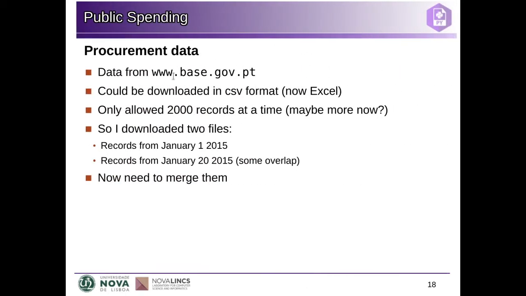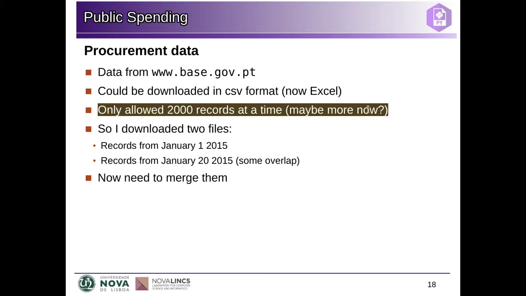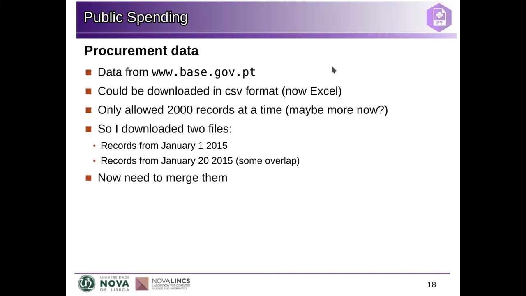There is this database of procurement data of public contracts, base.gov. A few years ago it worked a bit differently. Last time I tried, we could only download 2,000 records at a time. Well, actually, the one before the last time. The last time I tried was a few days ago, and I couldn't download anything. It didn't appear to be working, but I don't know if this is different now. In any case, at that time, the maximum number of records we could download was 2,000, and we could download it in CSV format. I think now you can also download it in Excel format.